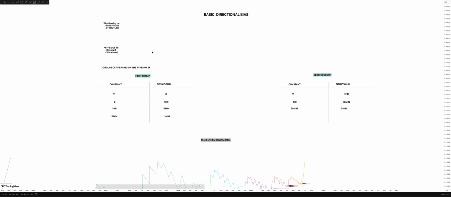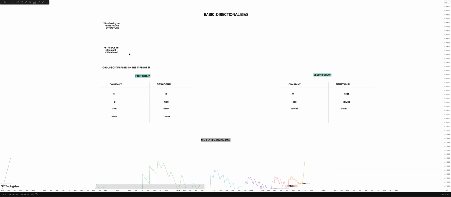We have types of time frame based on the bias. We have the constant time frame and we have the situational time frame. The constant time frames are the time frames which give us the overall direction of the market. We consider them as the parent time frames. They give the direction to the lower time frames, which we consider as the children time frames. It is just like a family: the parents give the direction, and the children follow the direction of the parents. So we consider the constant time frame as the parents, and the situational time frame as the children.